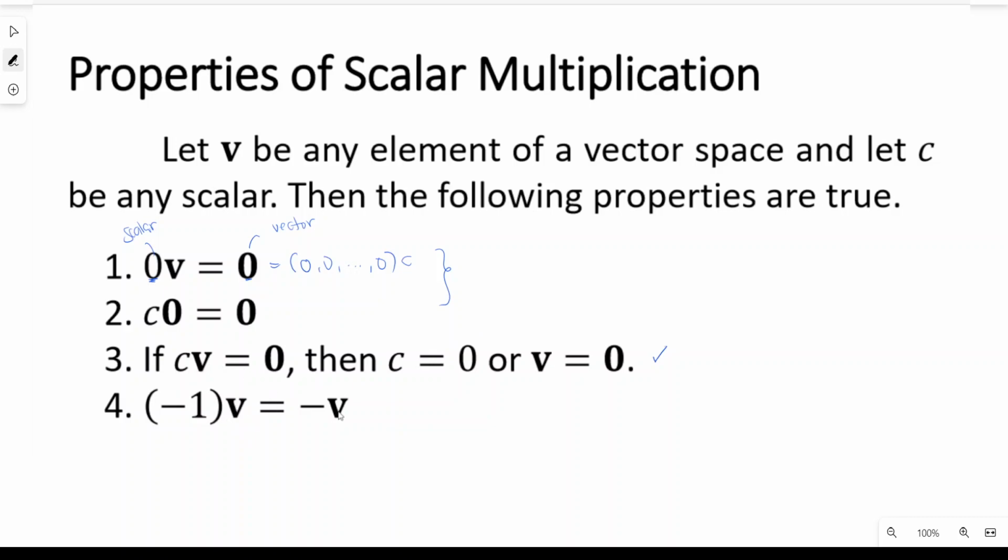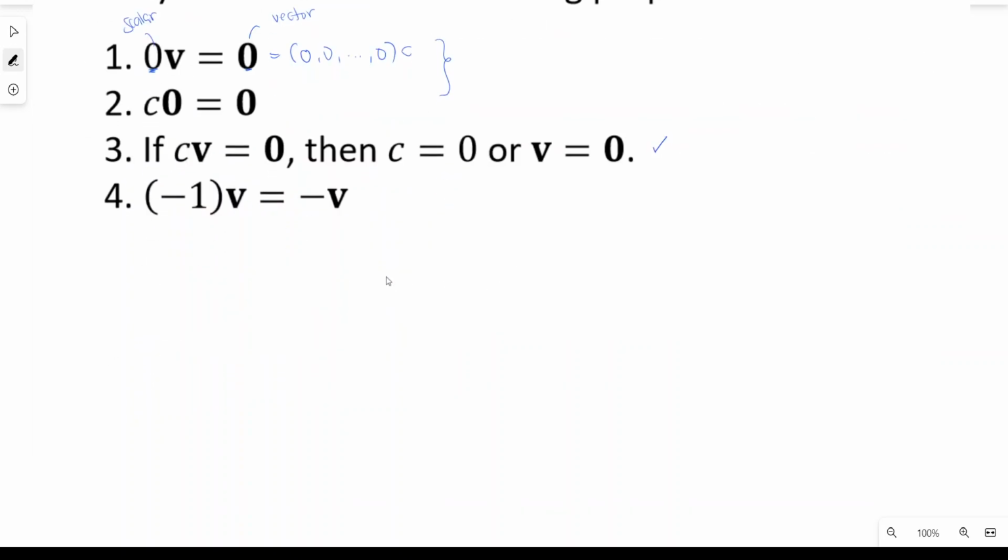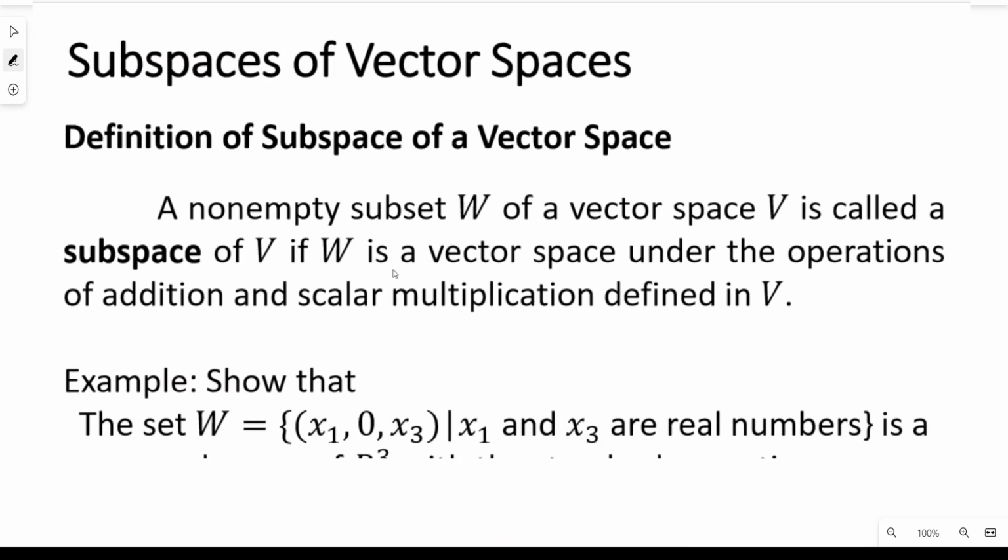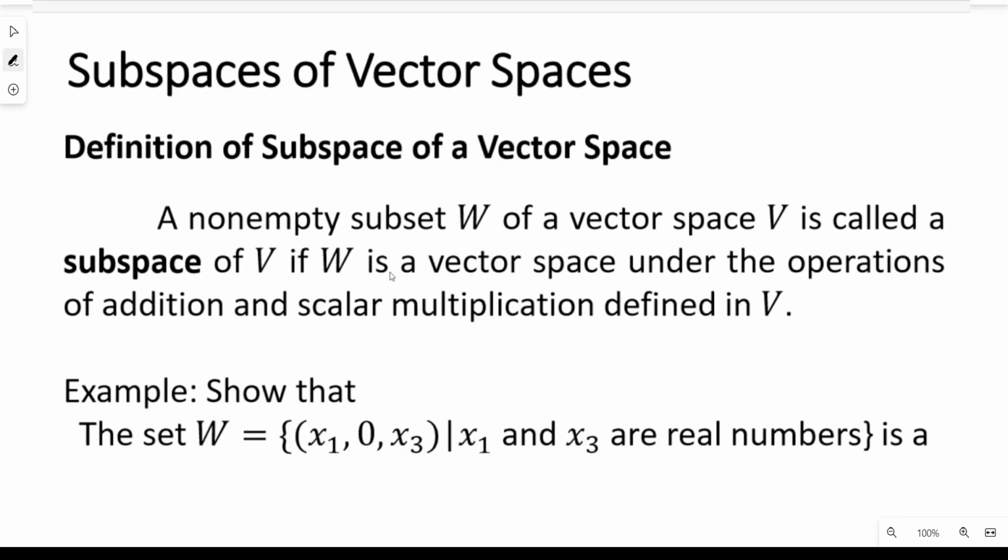So you negate all the terms, or all the components rather, of v, so that it will give you the negative of v. Now let us proceed to the subspace of a vector space and its definition. In order for us to have a subspace of a vector space, it would just be the same as a subset of a set. But in order for it to be classified as a subspace, it has to satisfy the 10 axioms satisfied by your vector space under the same operations, the same addition and scalar multiplication defined in V.